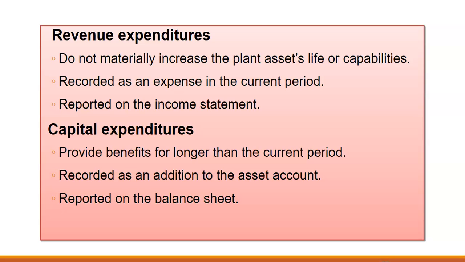So revenue expenditures are ordinary maintenance. They don't increase the life or the capabilities of the asset. They are an expense in the current period and they're reported on the income statement. Capital expenditures, however, increase the life of the asset, and they are then recorded as an addition to that asset and reported on the balance sheet.